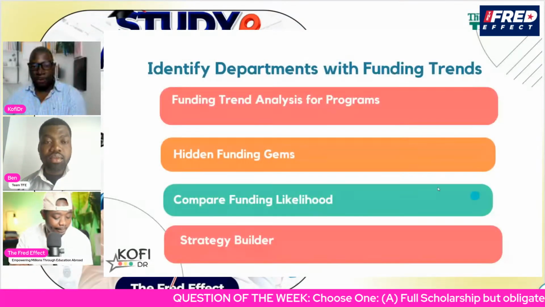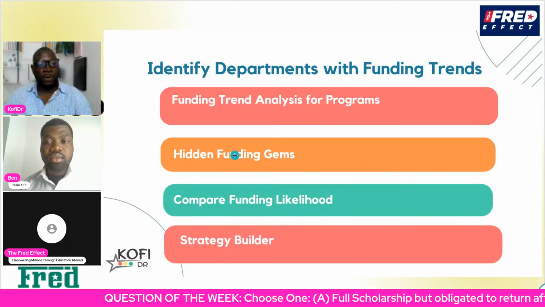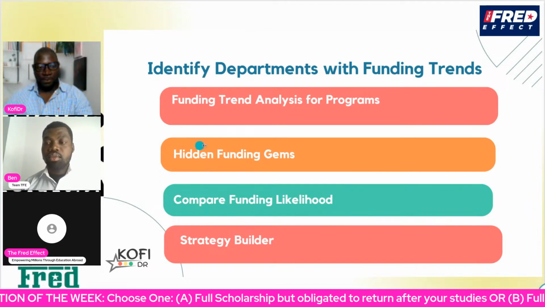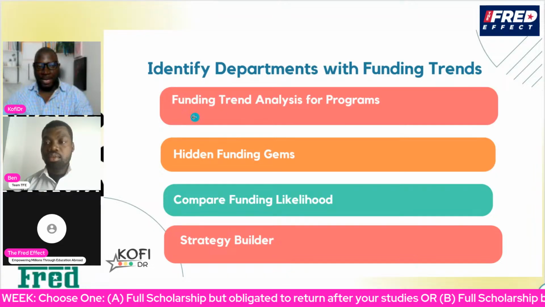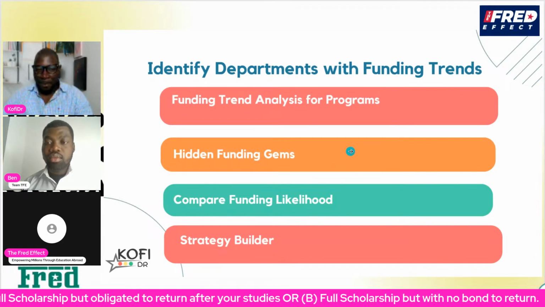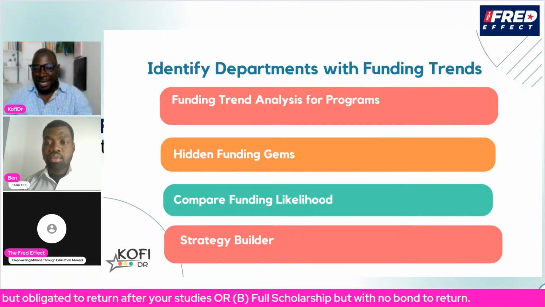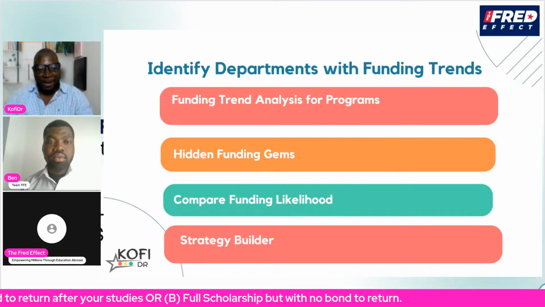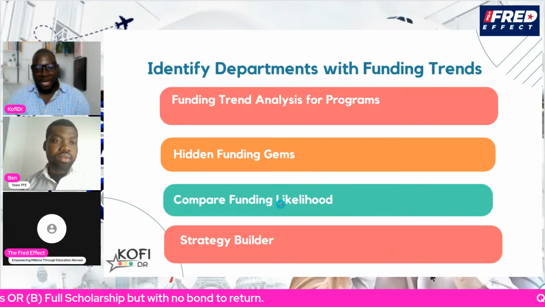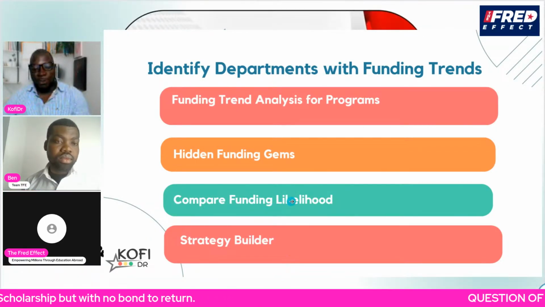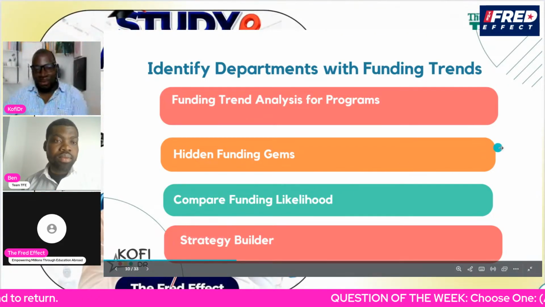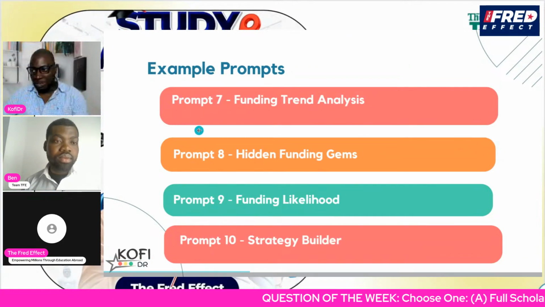Yeah, so I will go on to show how you use AI to identify departments with funding trends. First, we'll look at the funding trend analysis for programs, hidden funding gems. There might be some schools with very good funding that might be hidden. You might not have even heard of those schools before. You'll be able to use your profile to compare your funding likelihood to a specific program, and then you look at the strategy builder. So I'm going to show prompts for all this.